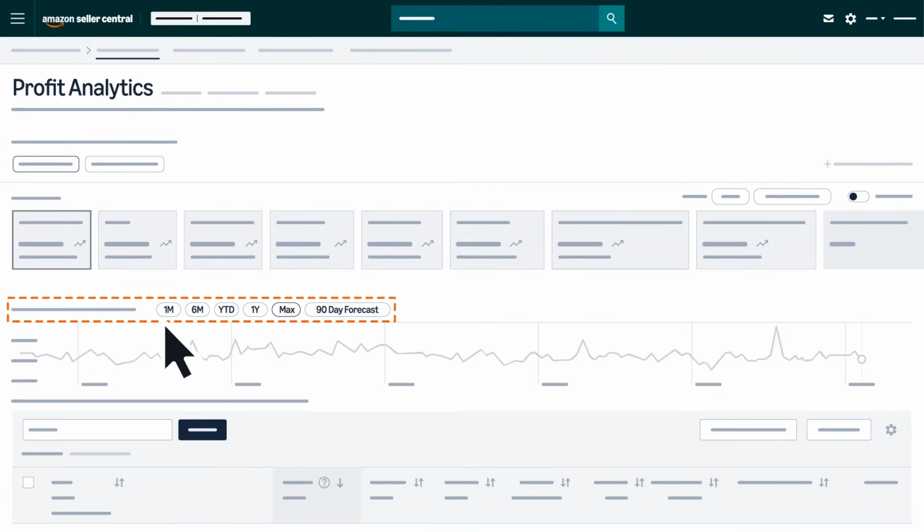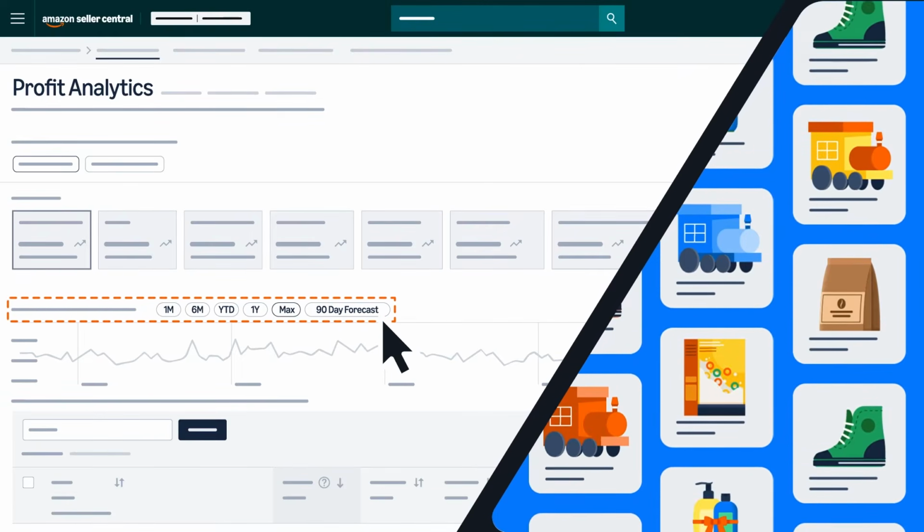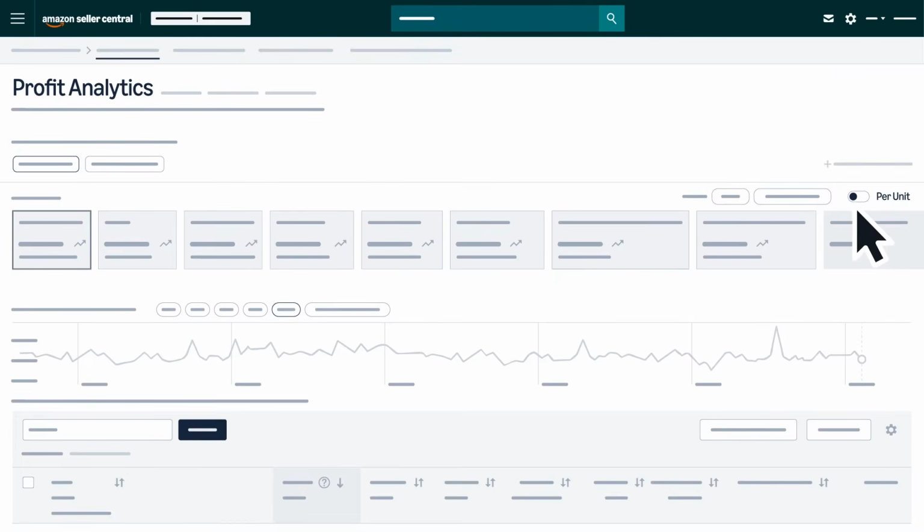Select time periods to view your unit economics data for your entire catalog at the ASIN level. You can also use the per unit toggle to view metrics by unit.